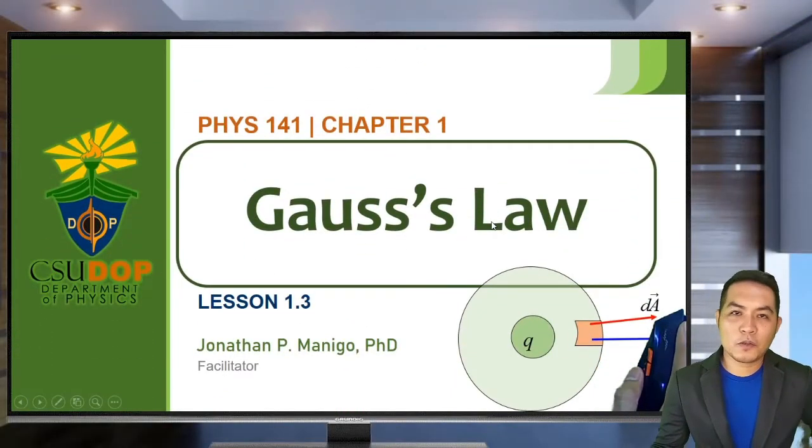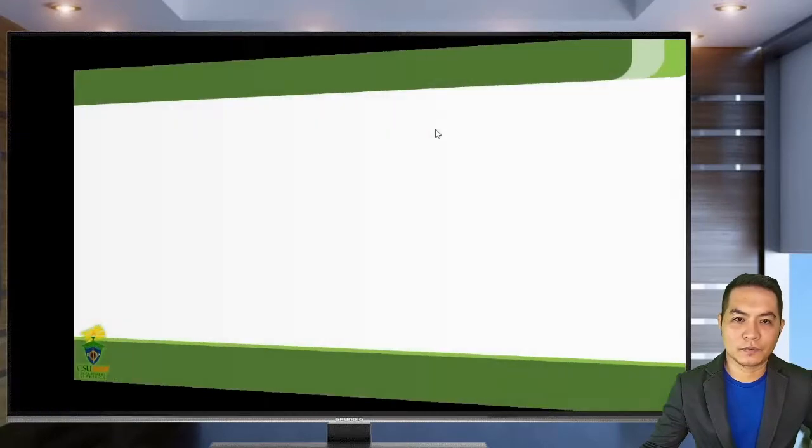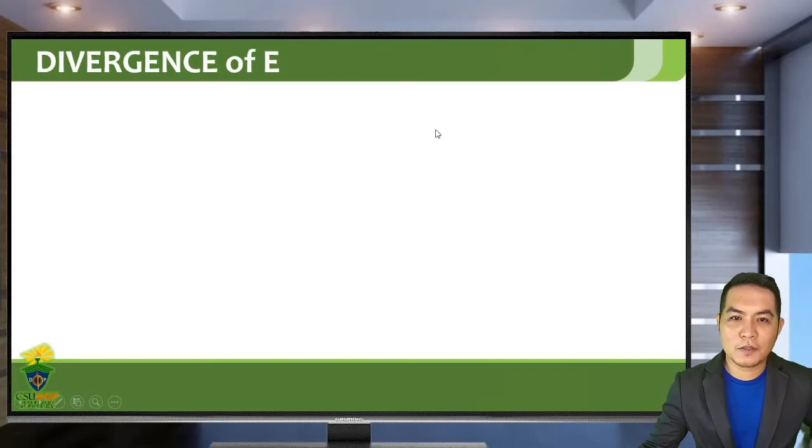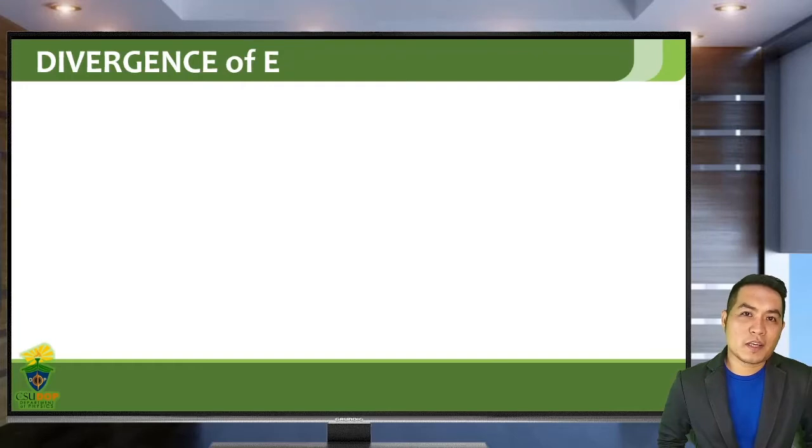So we will now be talking about Gauss's law. As mentioned before, this is advantageous over Coulomb's law for continuous charge distributions. If your problem has a symmetry, then it's easier to use Gauss's law. So in this discussion, we will be discussing the divergence and the curl of the electrostatic field, wherein one consequence of this is Gauss's law.